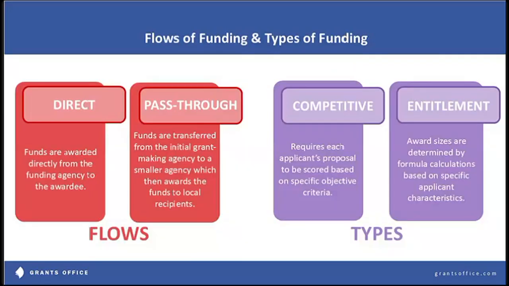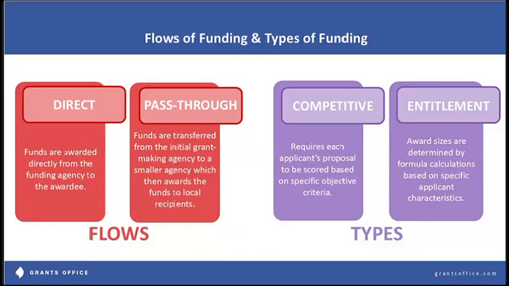So within those types of funding, there are different flows and different types within those grants. The grant funds are either provided directly to organizations, or as direct grants, you apply to that organization and they are directly awarded to you. Then there are something called a pass-through grant.